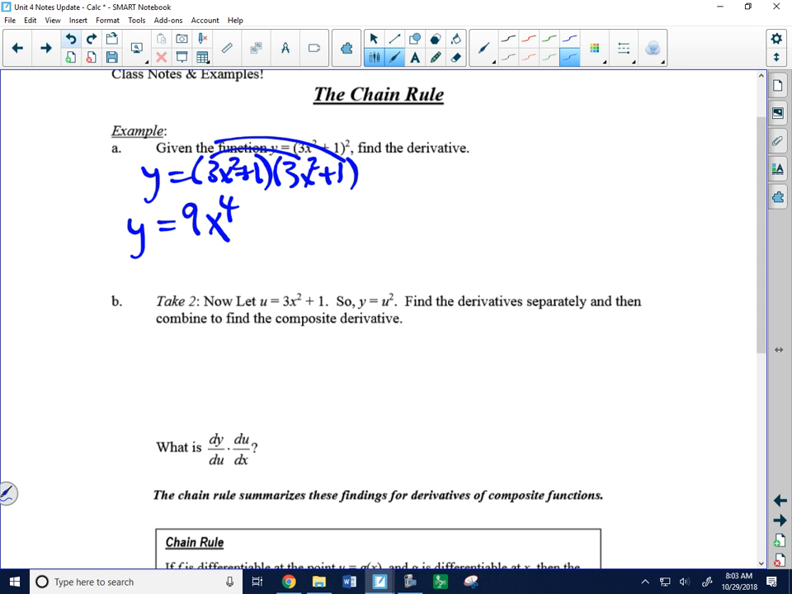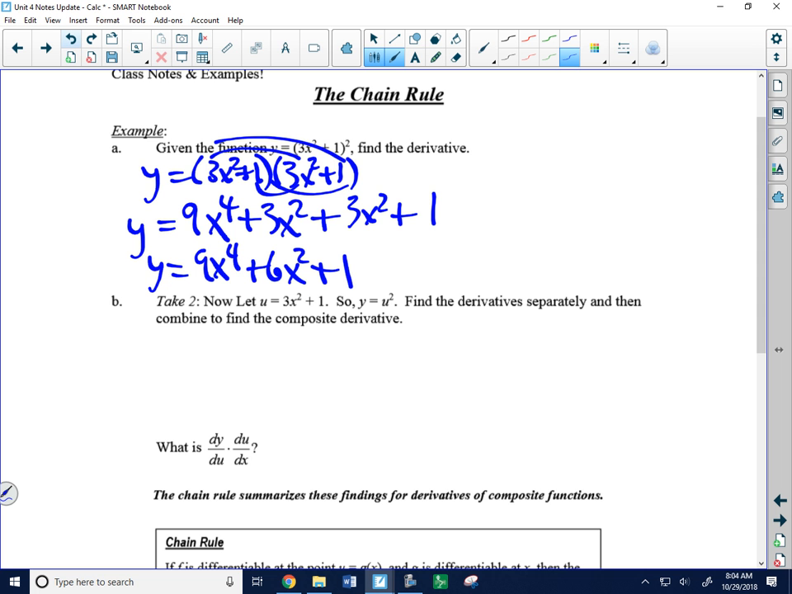So I'm going to FOIL. F, my first is 9x to the 4th. Outside is 3x squared. Inside is also 3x squared. And last is 1. So I get 9x to the 4th plus 6x squared plus 1. So that is just y, my original function.